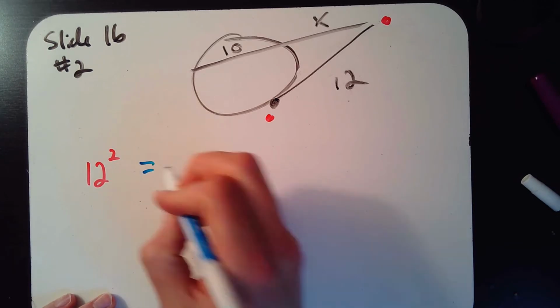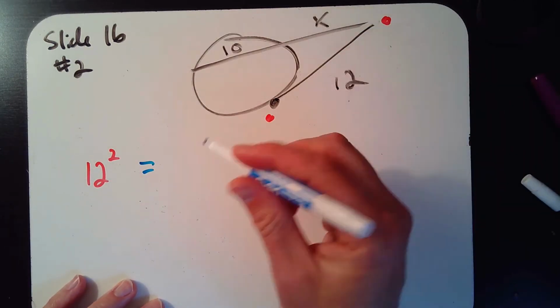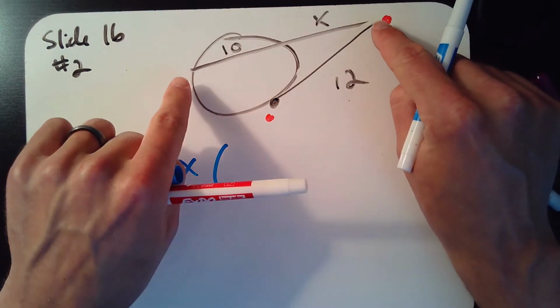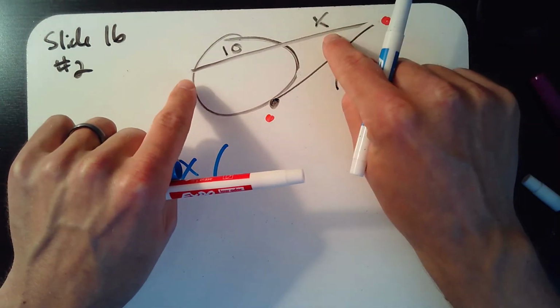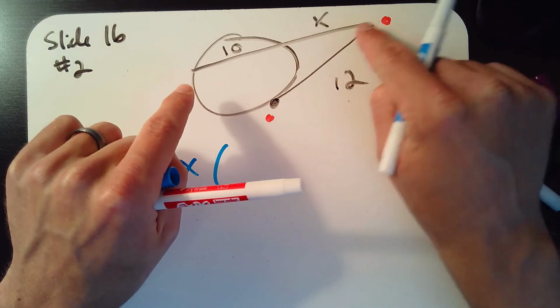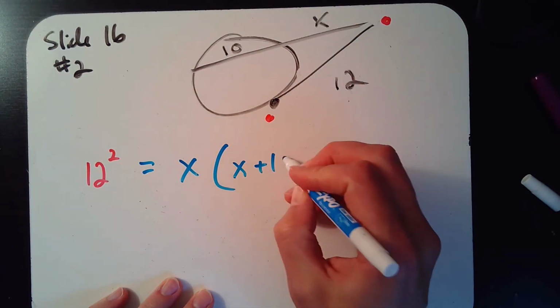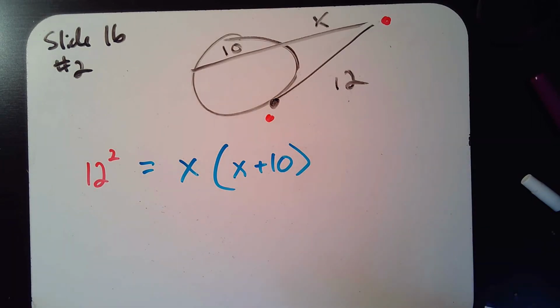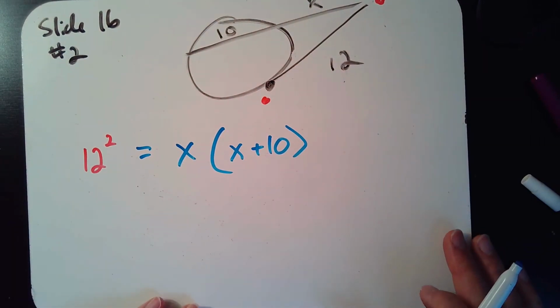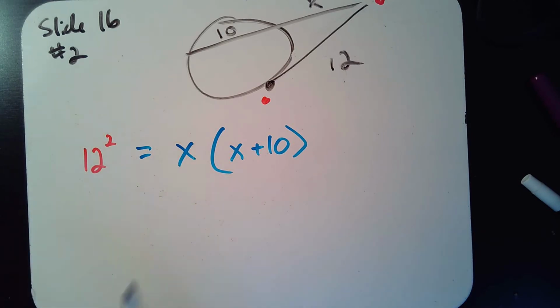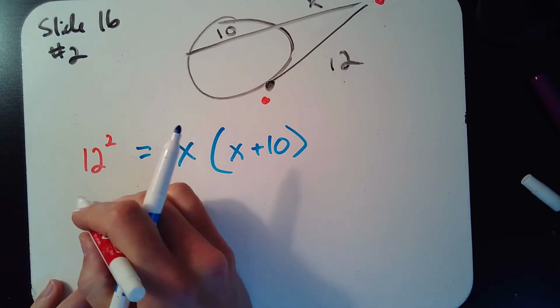Now I need the secant. So the outside is clearly just x, but the whole portion is the entire thing. So it's not x times 10, it's x plus 10, because you add those two pieces together. X plus 10 or 10 plus x, same thing. All right, so this is a little more straightforward here because I don't have to do all that combining like terms right away, but I still want to square 12 and get 144.